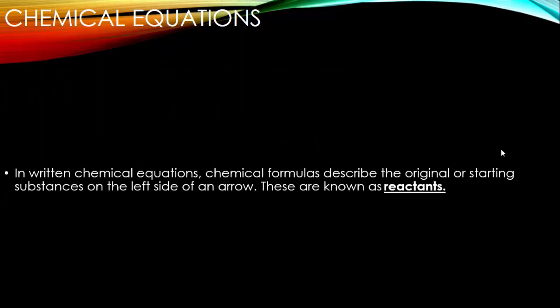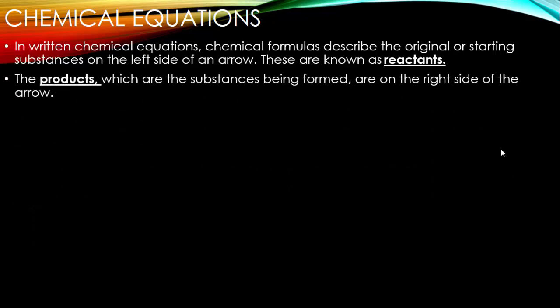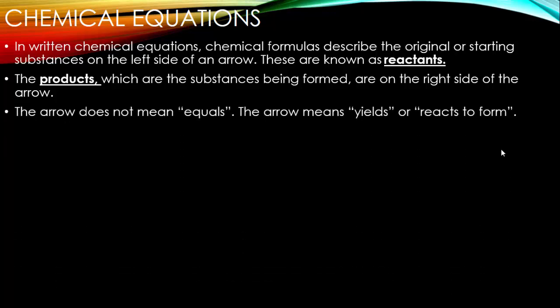Now, chemical equations. In written chemical equations, chemical formulas describe the original or starting substances on the left side of an arrow. And these are known as reactants. They are reacting to form new products. And that brings us to our next word. The products, which are the substances being formed from the reactants, they're on the right side of the arrow. Now, the arrow doesn't mean equals. If it meant equals, they would use an equal sign. They don't. So the arrow means yields or reacts to form.